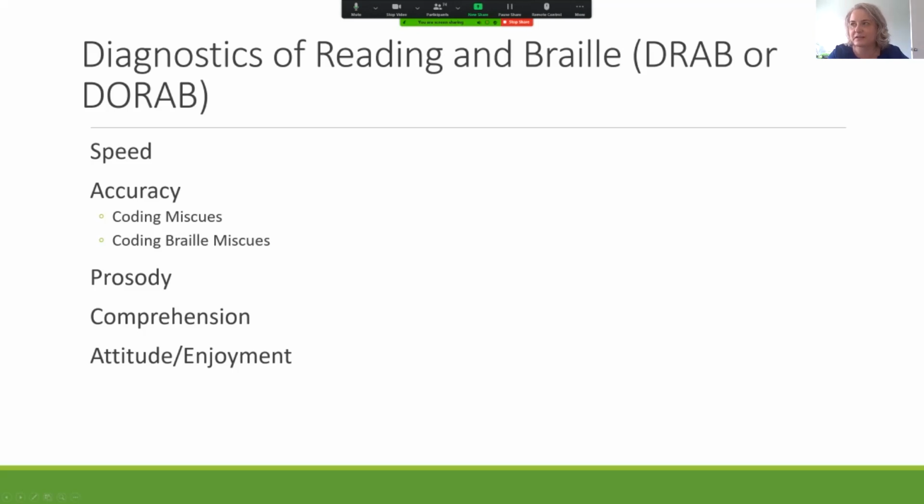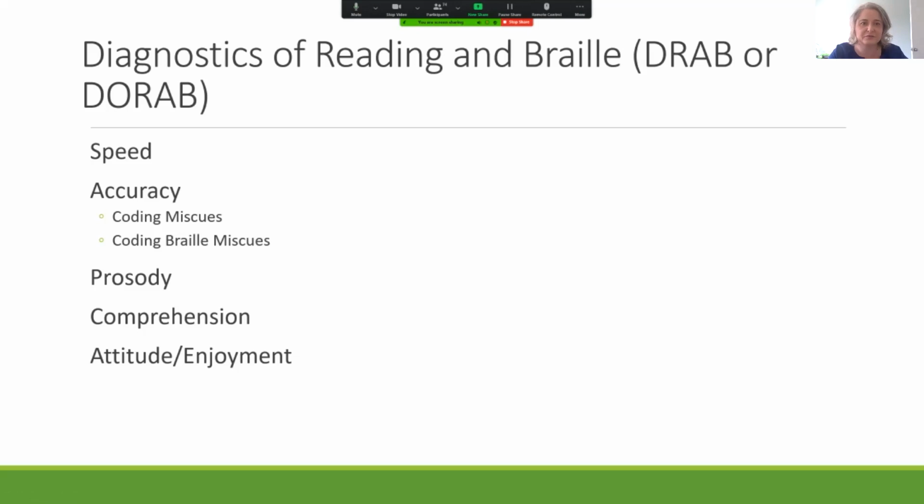But I think when we're looking at Braille, we really need to make a concerted effort to look at speed. I think we need to look at accuracy, which is miscues, which involves coding miscues and coding Braille miscues. I'm going to jump back to that for just a second as we wrap up. Prosody, we talked about that.